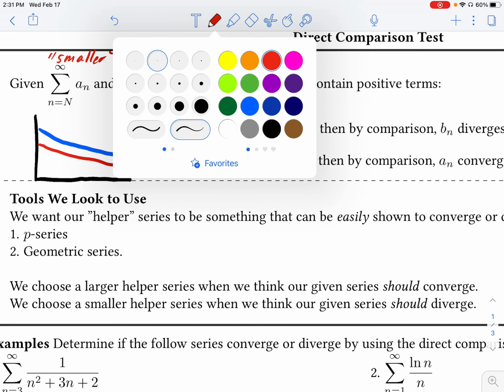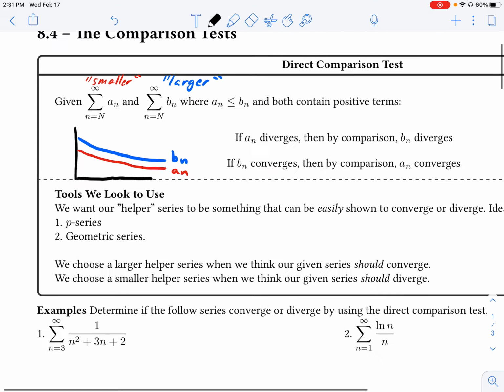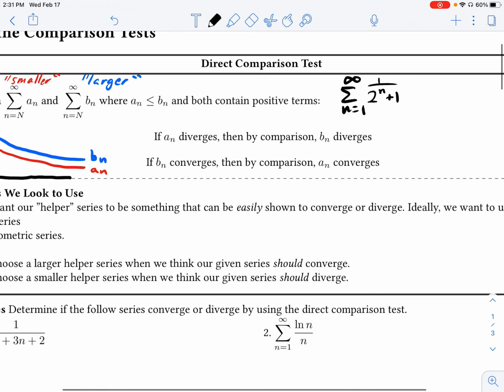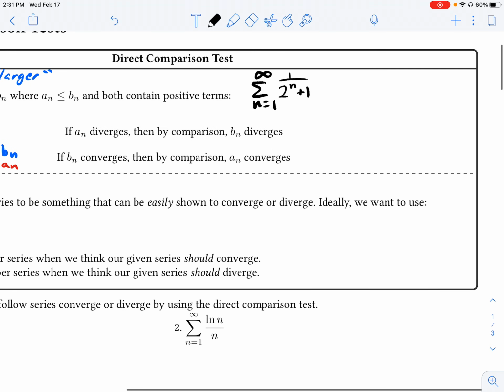Let's take a look at this now with two actual series. Let's say, for example, one series was the sum from n equals 1 of 1 over 2 to the n plus 1. Let's say this was our given series. Okay. Now, let's compare that to the following: the sum from n equals 1 to infinity of 1 over 2 to the n, a pretty familiar series at this point.